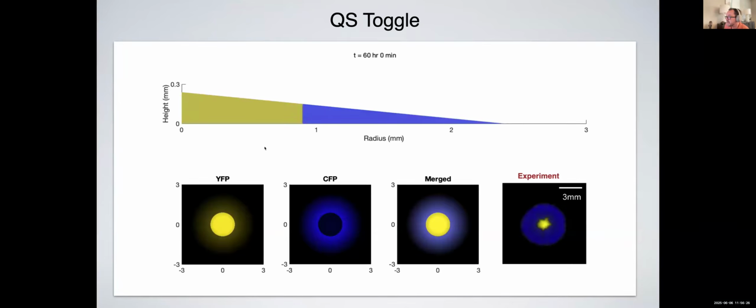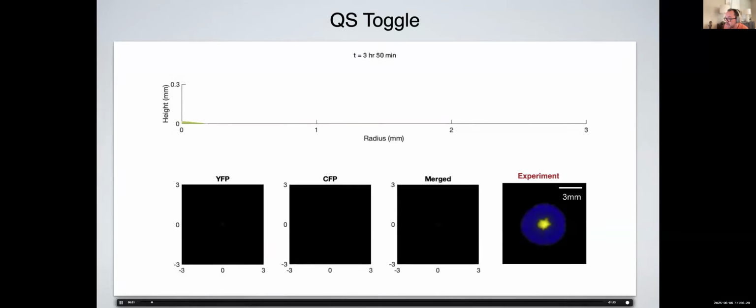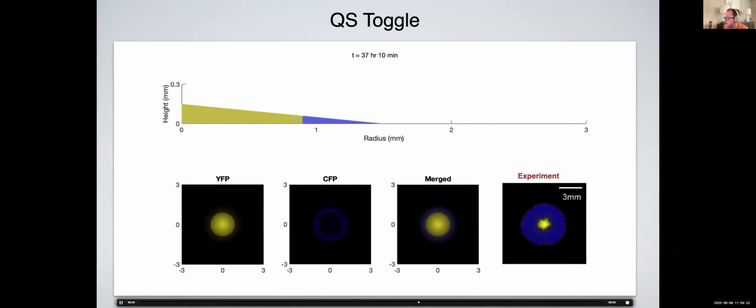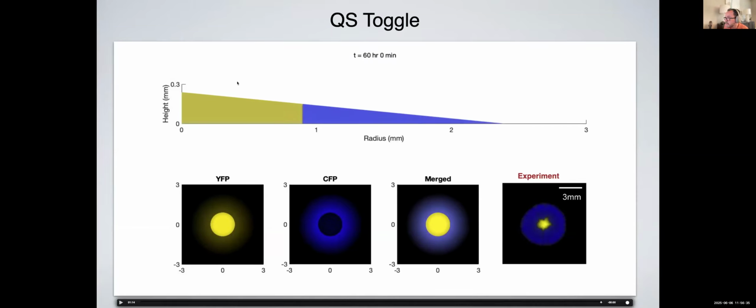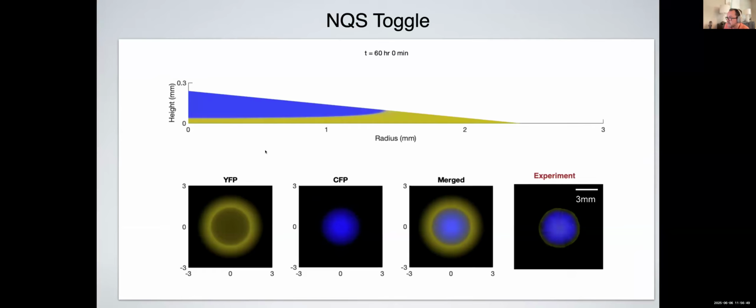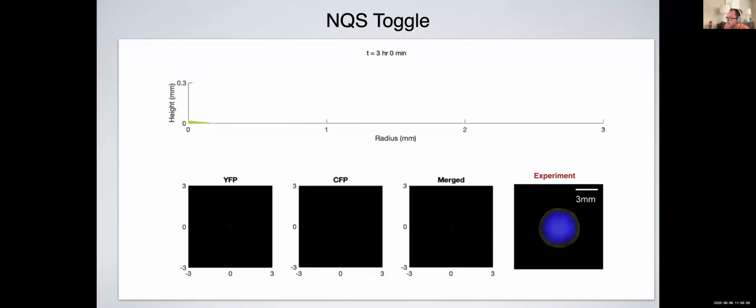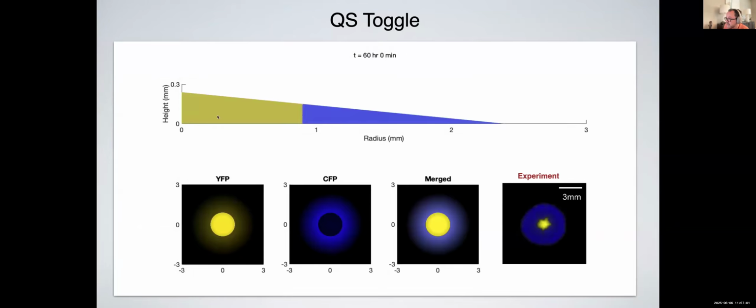If you do the quorum sensing cells, right, a quorum sensing cell colony, you see something different. If you fast forward, you see that the yellow expressing cells are in the middle, and the blue expressing cells are at the boundary, right? And that's again something that agrees with the experiments. The one thing that you see that's very different is that in the non-quorum sensing circuit, the cyan cells are at the top and the yellow cells at the bottom, while in the quorum sensing circuit, the model at least predicted that you have yellow cells towards the center and blue cyan cells towards the boundary.